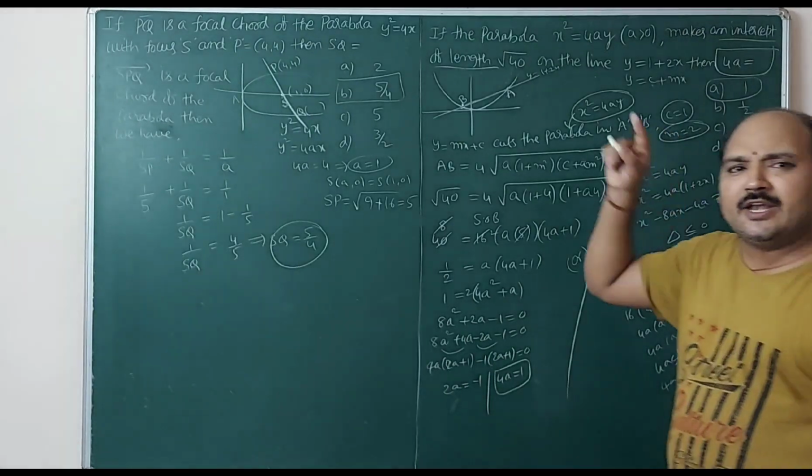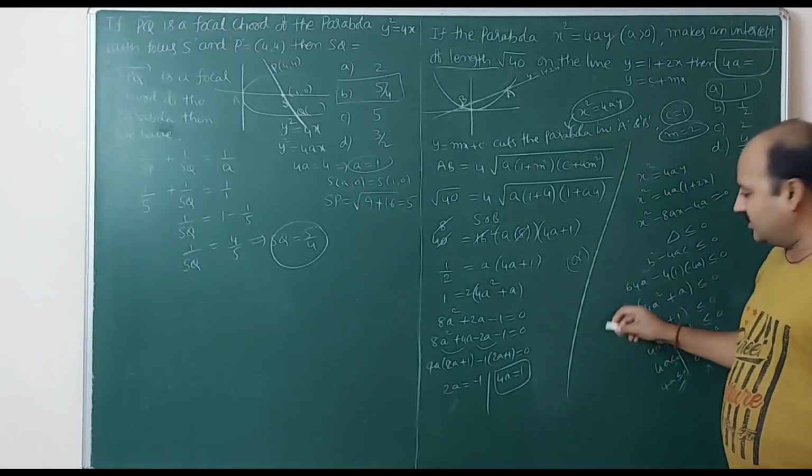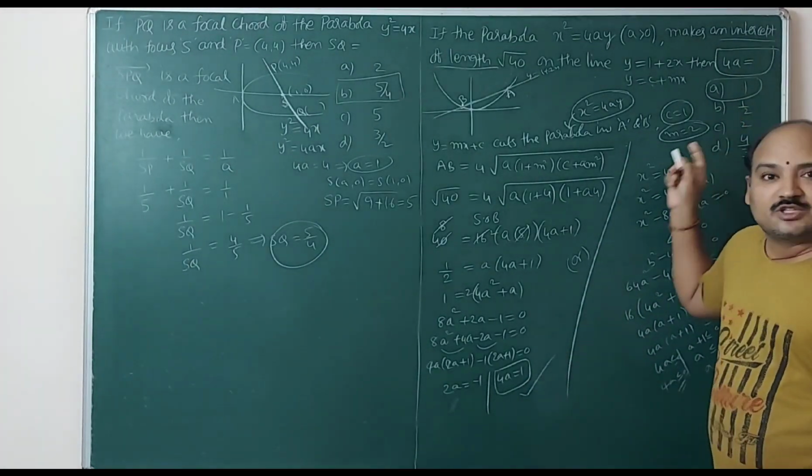This is a 2019 AP question. Even in this way also we can go and get the answer, dear student. But the right answer is 4a = 1 according to this question.